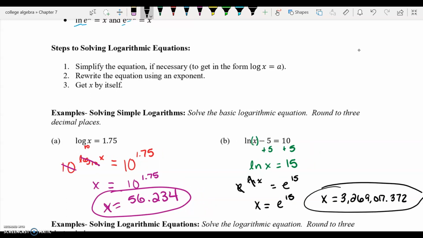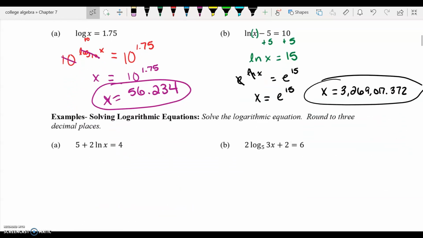And again, you're just going to type it into your calculator and solve it. So that's kind of the more basic examples. Again, you're just taking the base, raising it to that power, and then solving it from there. So same thing, you always want to get the natural log by itself.